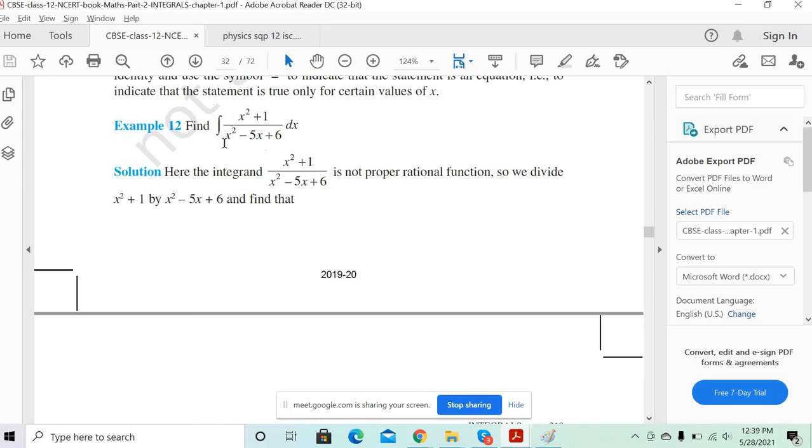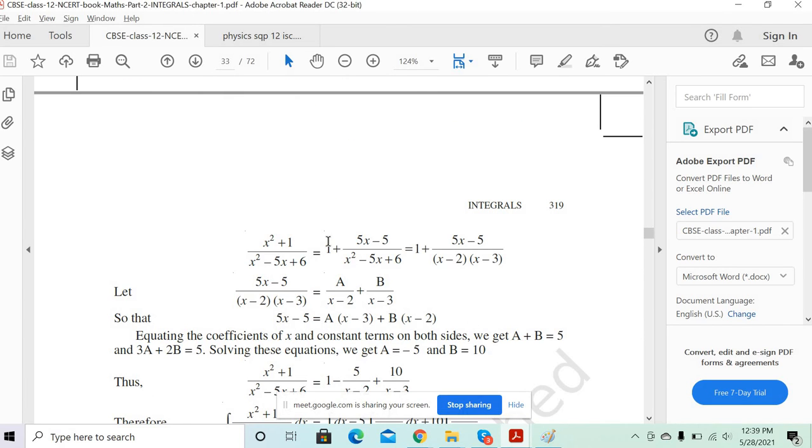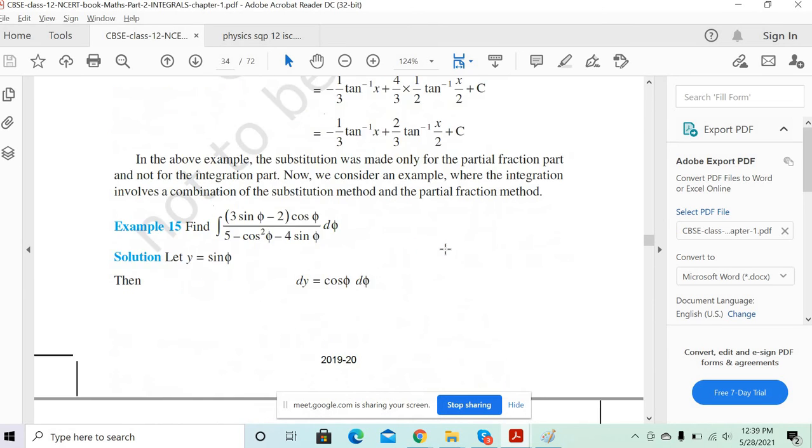So what you need to do is divide this numerator x square plus 1 by x square minus 5x plus 6. You will get the quotient and the remainder. You put the quotient in this form, and the remainder on the top. Then you can apply the partial fraction, isn't it? Same thing we need to do here also.